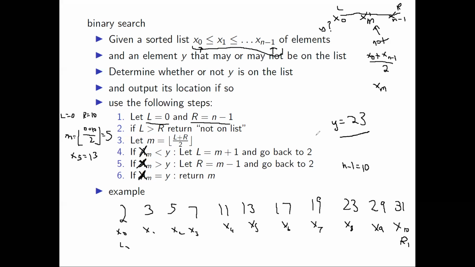So x sub 5 equals 13. Our y value is greater than that, so we can say x sub m is less than y. Case 4 applies here, so we're going to let L equal m plus 1. So L now equals 6. Here's our L2, and this is our R2. So now we have L equals 6 and still R equals 10.